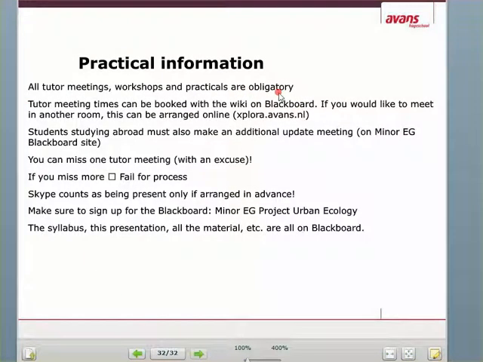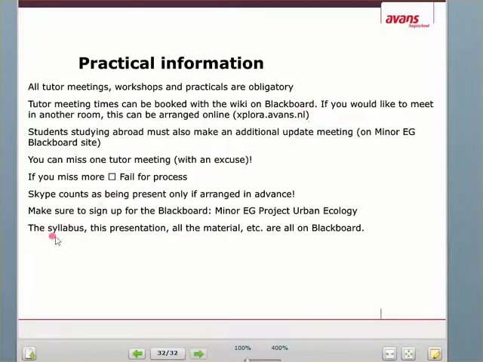All tutor meetings, workshops, and practicals are obligatory. The tutor meetings are, I think, in week 3, 4, and 5. Those are obligatory. However, you can sign up on the Blackboard site. If you see in your schedule, between 9 and 2 o'clock you have something for the minor. That's where you can reserve on the Blackboard site. There's a wiki, and your group can sign up for a time. You just put the names of the people in your group and what time you want to meet with me. Tutor meeting times can be booked with the wiki on Blackboard.